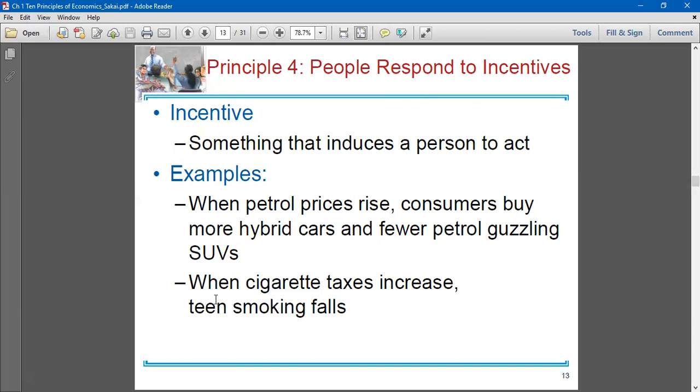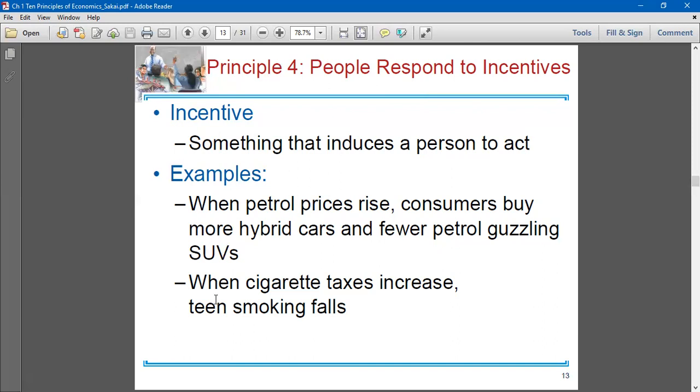Look at the second one. When there's an increase in the tax on cigarettes, smoking falls. You see that when there's a tax on a commodity, it increases the price of that good. And that's why the teenagers, they don't have much money. So some will have to stop smoking. Even those who continue smoking, they cannot buy the quantity that they used to buy.